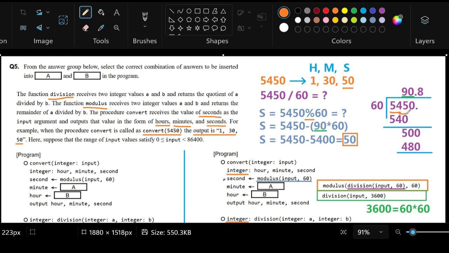From 545, the question is, how many 60s are there in 545? And if we think about it, I think we should arrive with 9. And 9 times 60 gives us 540. And if we subtract 545 with 540, we get 5 here. And we are again asked, is 5 greater than 60? Because we want to know how many 60s are there in 5, but we know that it's still less than 60.